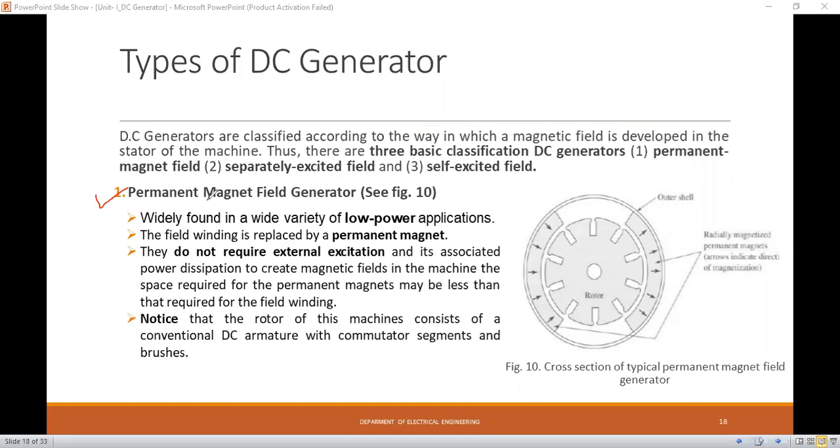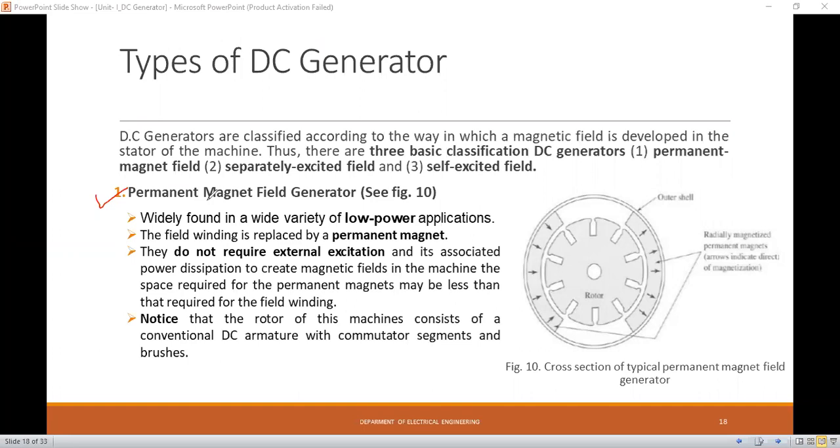See, in case of permanent magnet field generator, this generator is used in a wide variety of low power applications. That means this generator can be used for a low power application. हे low power application साठी use केलं जाईल. So it is used for a low power application.